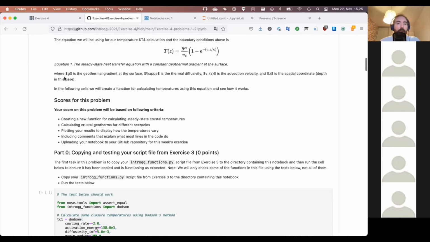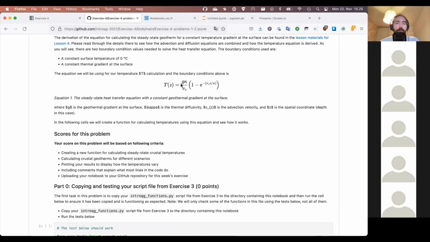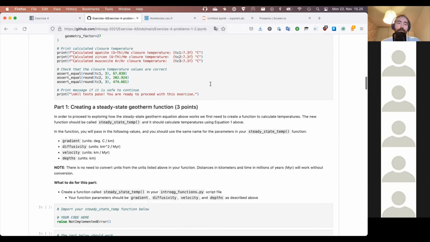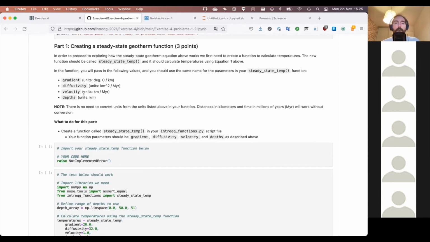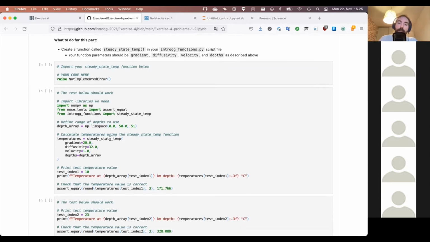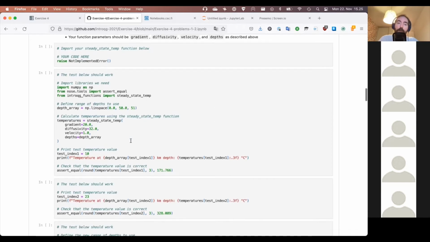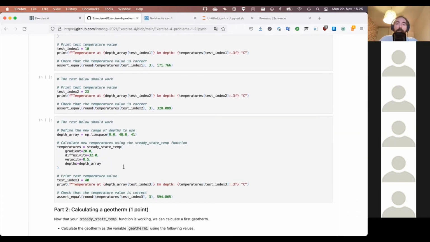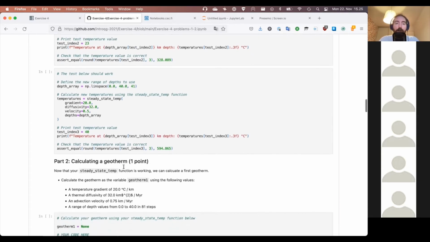Hopefully a fairly obvious name. If we look back at our equation, we have to give a couple things in order to calculate a temperature. We need to give a gradient at the surface, a thermal diffusivity, a velocity, and a depth or range of depths at which we're calculating the temperature. Those are the parameters you're supposed to use in the function you're creating, which you'll define in this script file. Then you have some tests to see if your steady state temp function is working as it should be. There are 3 tests. If you pass all of those, you can feel reasonably good that your function's working properly.